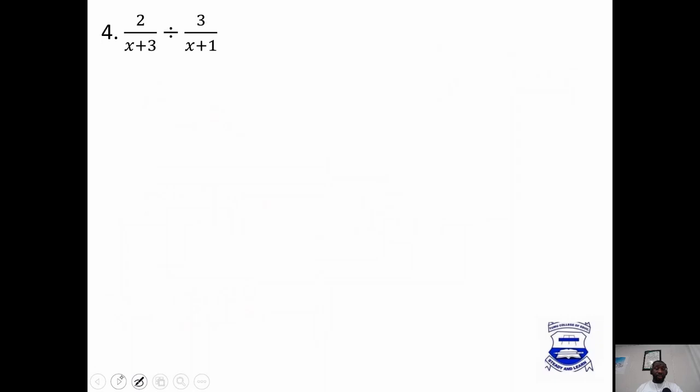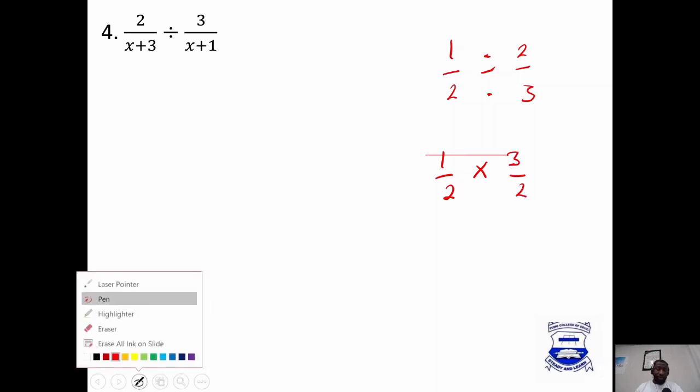All right, so let's look at the next example. Here, we're dealing with division. If I have 1 over 2 divided by, say, 2 over 3, right? Here we use the idea of keep, change, and flip. Keep the first fraction, change the division to multiplication, and flip this, right? So now the denominator becomes the numerator. So you're going to have 3 over 2. You just flip it, right?